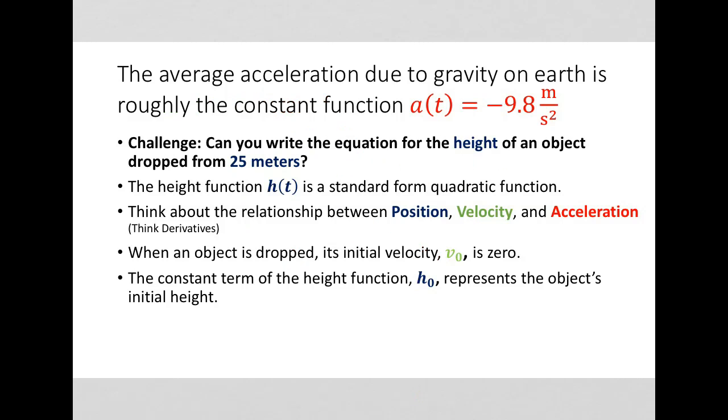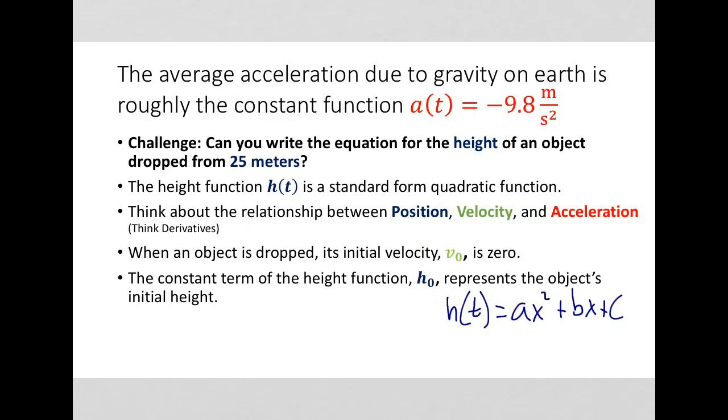So here I'm telling you that the average acceleration due to gravity on Earth is roughly the constant function a of t equals negative 9.8 meters per second squared. The challenge is, can you write the equation for the height of an object dropped from 25 meters? The height function h of t is a standard form quadratic function, so we know it's going to be, I'll write it in blue, h of t equals ax squared plus bx plus c. That is a standard form function.